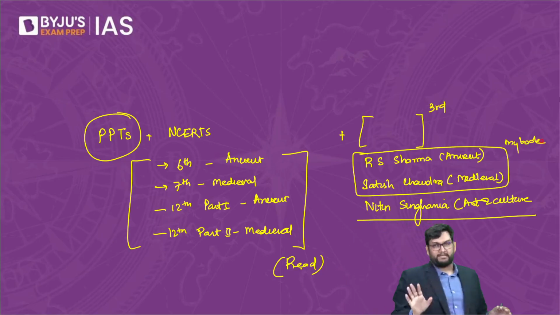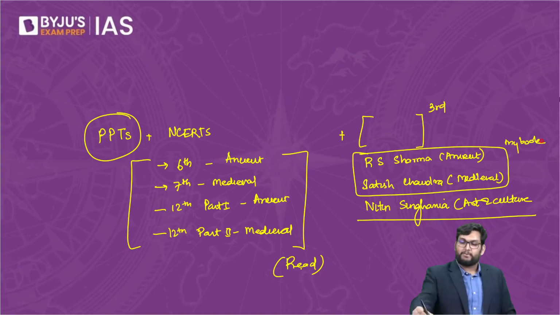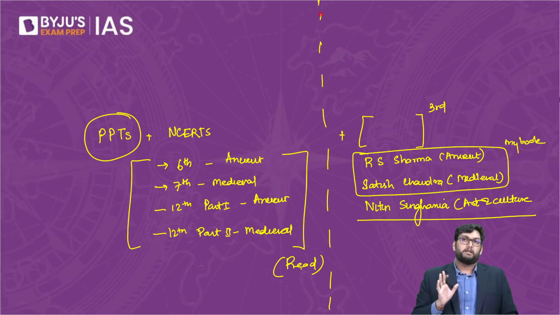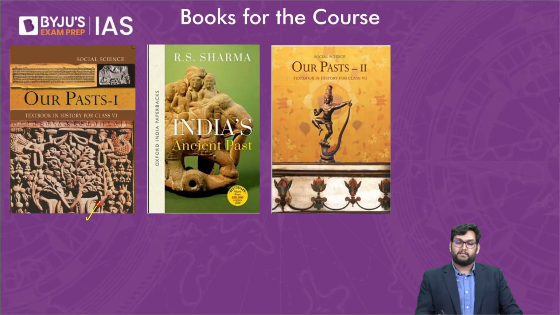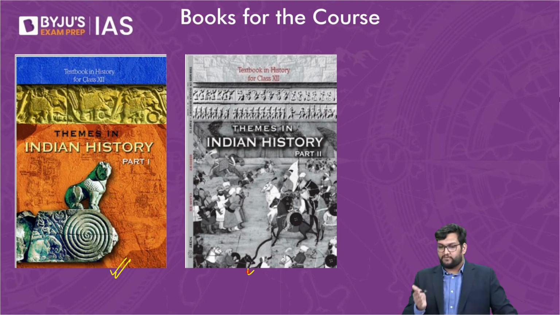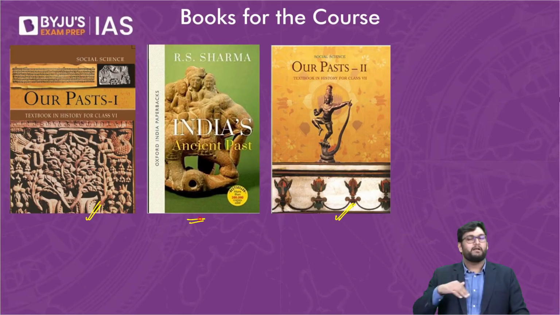Now the fact of the matter is, this much is bare minimum. This much is bare minimum. This is when you have mastered this much. So when it comes to the books, 6th, 7th, and 12th part 1, part 2. These are the books. I've given you the pictures of all of them. This is ancient, which is called India's Ancient Part, R.S. Sharma. Totally your call if you want to use it. Problem is it's a very heavy book, quite irrelevant also. But for you, I've done one thing.